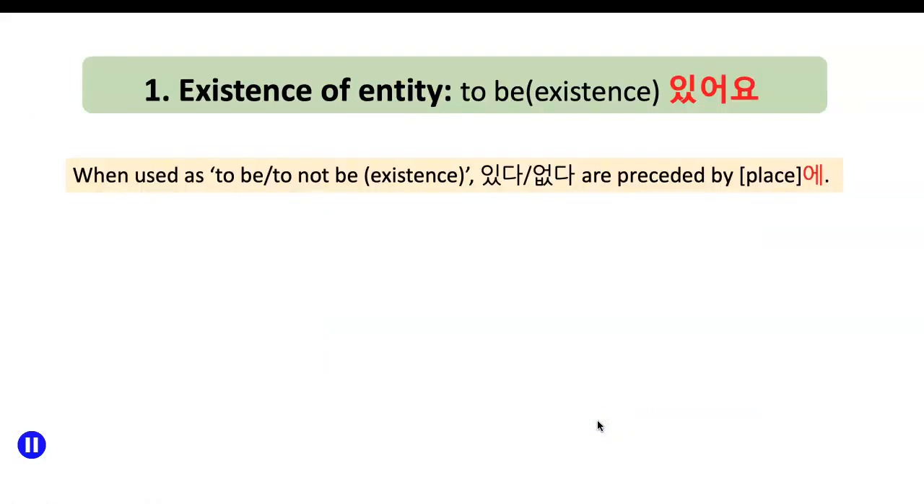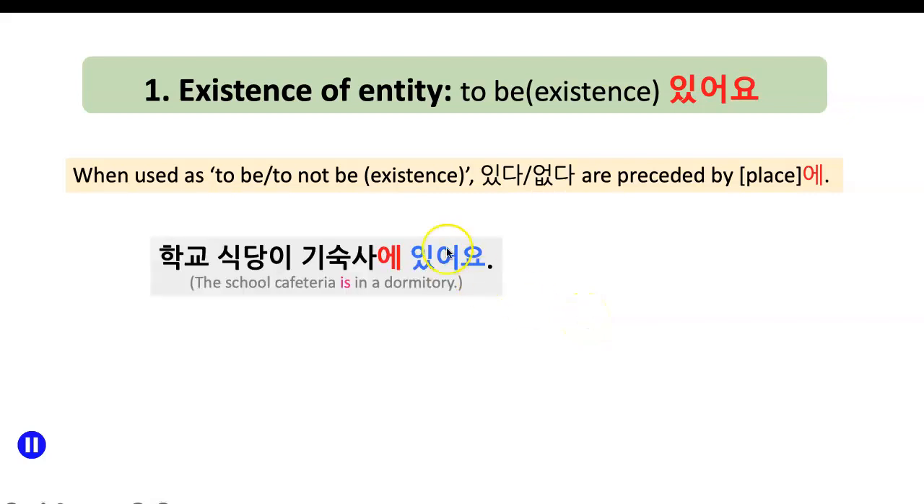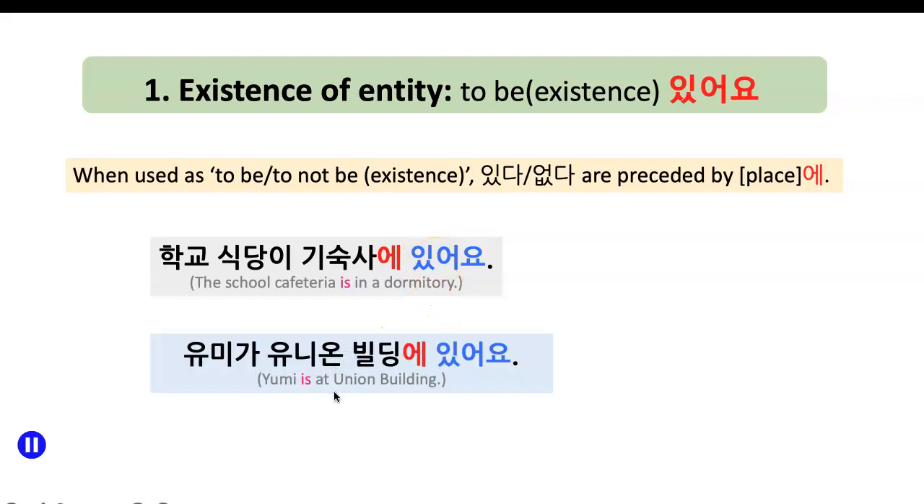Please recall in Grammar 3.1, we learned that 있어요 is used when you talk about the location of an item. And normally, in this case, the locative particle 에 is attached to the location, and it's used with the verb 있어요. So when you say, the school cafeteria is in a dormitory, 학교 식당이 기숙사에 있어요. Note that 있어요 is used. 유미가 Union Building에 있어요, which means Yumi is at Union Building. So 있어요 is used when you talk about the existence of an entity.